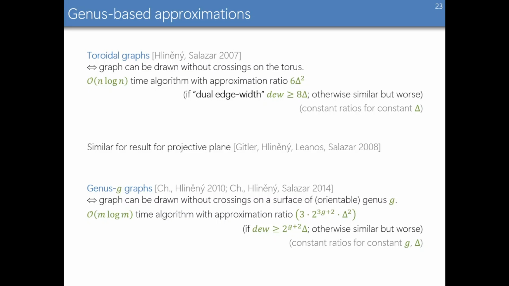Again, there is a certain restriction that this bound only holds if the dual edge width is large enough. Otherwise, you get a somewhat weaker bound, but it's still applicable. The interesting thing probably is that the algorithm is not much different from the toroidal graph algorithm. The running time is even the same, really.